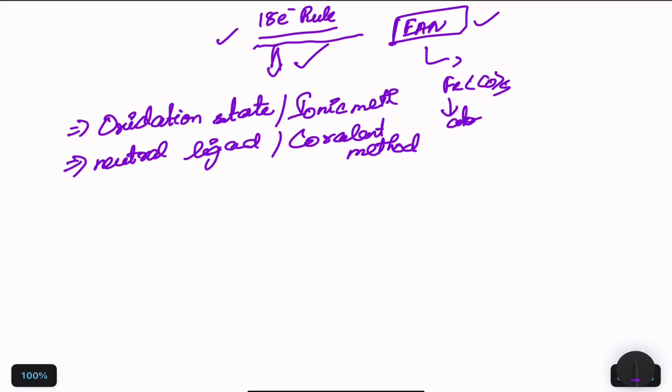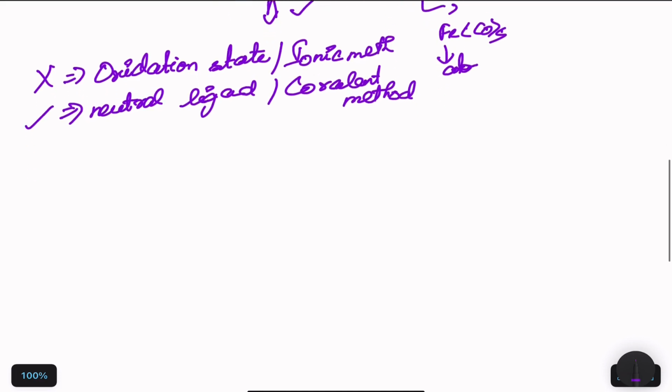It is better to know both methods, but if you are having so much confusion with finding the oxidation state and formal charge, then that method will be quite tough for you. The neutral method will be easy. I'm going to explain both these methods with a few examples.